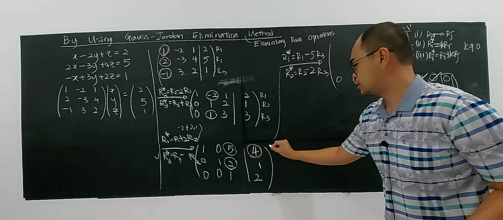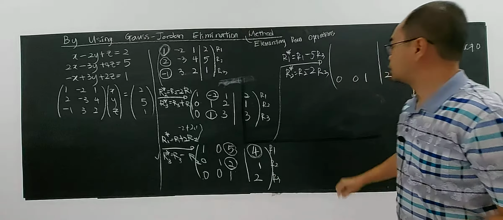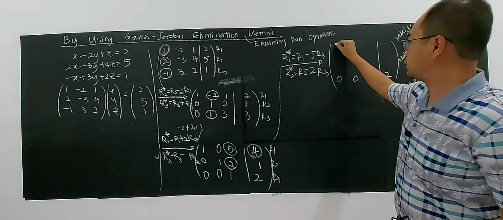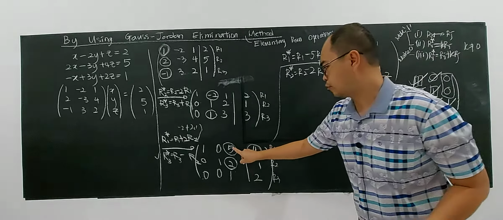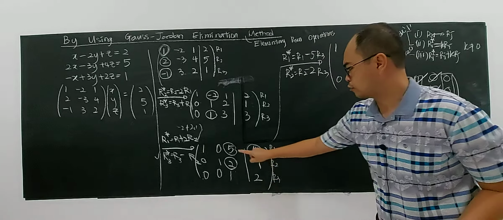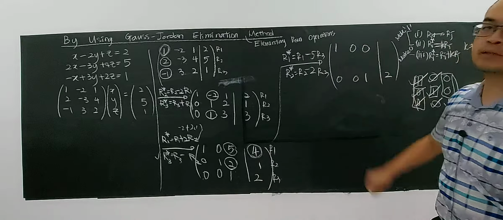Now it's between row 1, row 2 and row 3. Now it's between row 1 and row 3, right? So here will be 1, 0, 5. 5 and 1, right? Row 1 and row 3, 5 and 1. You're putting here 5 and 1. Definitely you will get 0, right?